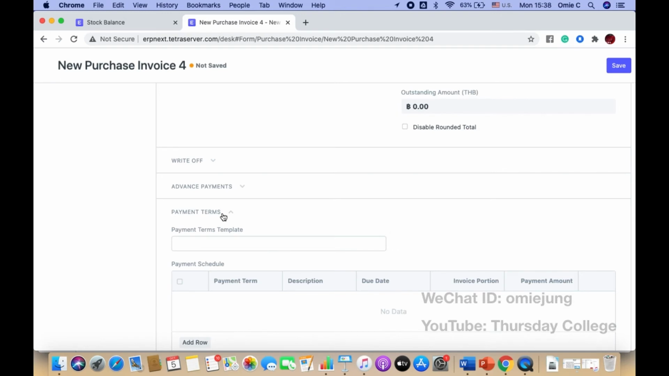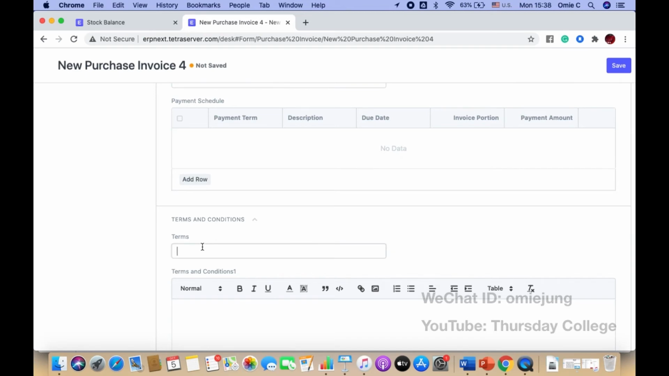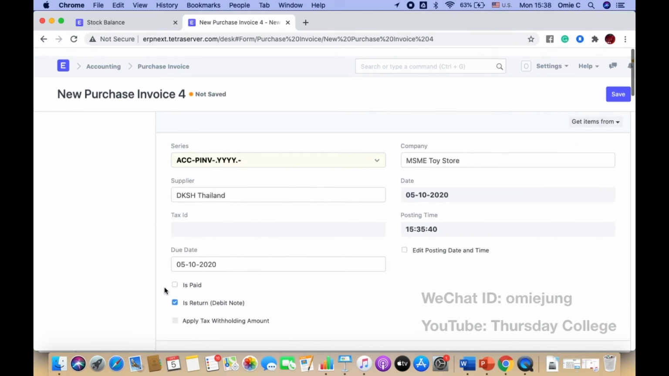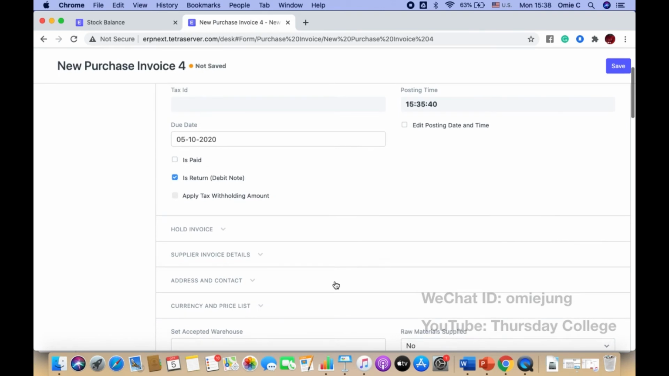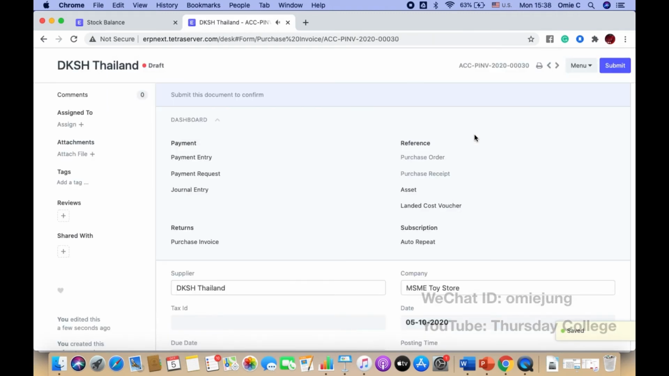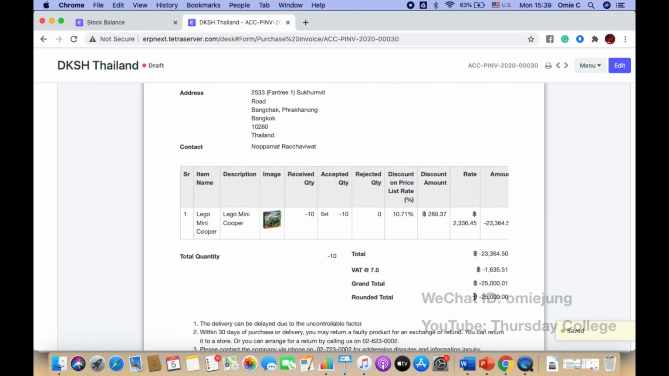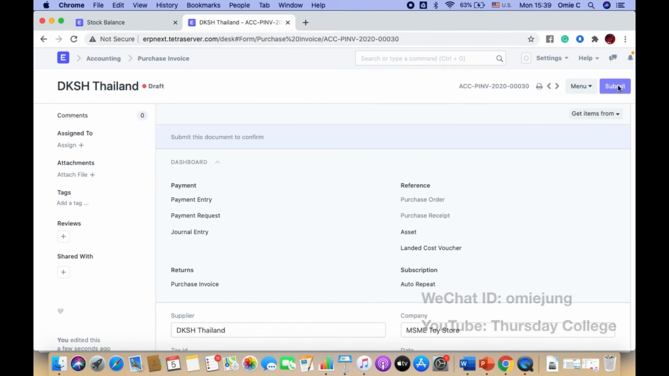Okay, the payment term. You don't need to do anything with this payment term because it's a debit note. Terms and conditions, if you want to put them in, it's okay, but it may not make any sense. So you just return and then save. Quantity is negative. Okay, sorry, when I set 10 this should be minus 10 because you set return. So that's it. What I can do is check: this one is the purchase invoice that is minus 10, so it is going to debit from the money that you owe DKHS. Okay, so after you submit it.